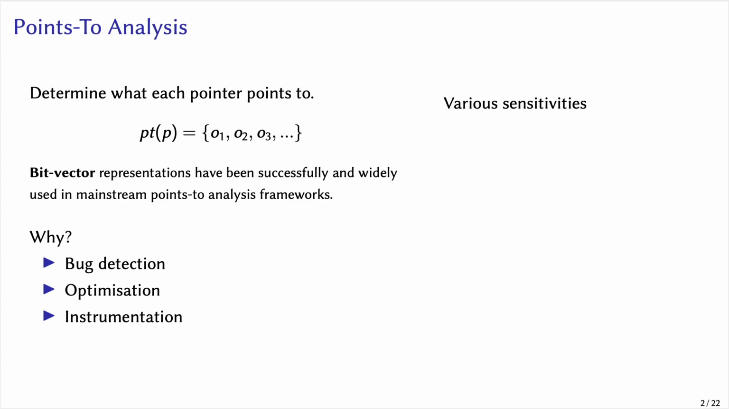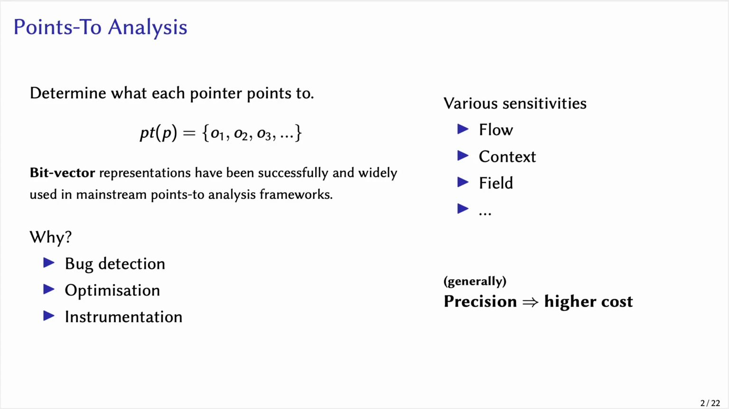A points-to analysis can be tuned such that it considers the flow of control, calling context, fields separately, and more. Generally speaking, a more precise analysis is more expensive, so performance improvements are always welcome. For this work, we'll be focusing on bit vector representations of points-to sets and flow-sensitive analysis, specifically staged flow-sensitive analysis. In its most basic form, a flow-sensitive analysis would use the control flow graph of a program directly to account for the program's control flow.